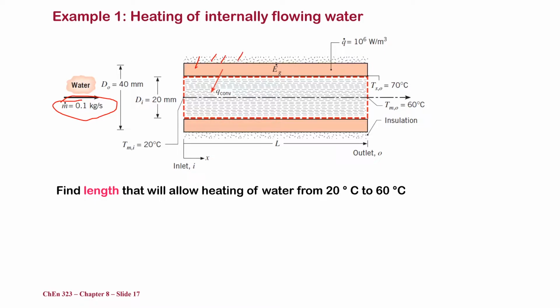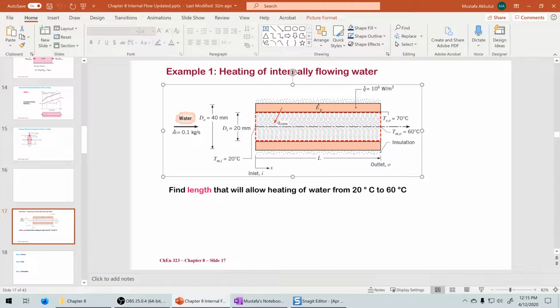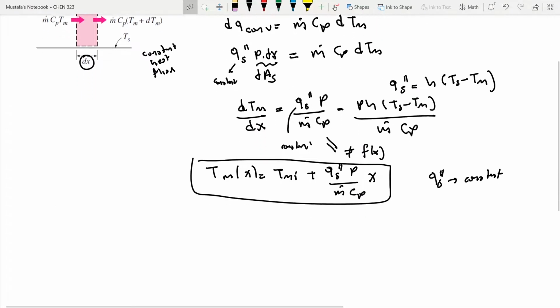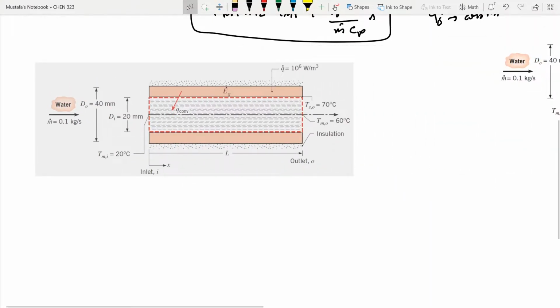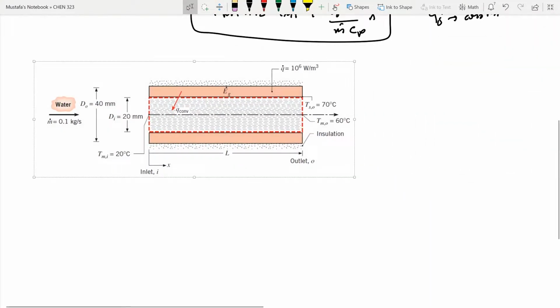So we have inlet temperature 20 degrees Celsius, outlet temperature is 60 degrees Celsius, and the surface outlet temperature is 70 degrees Celsius. So the question is, what is the length in here? What is the length that is going to satisfy these requirements?